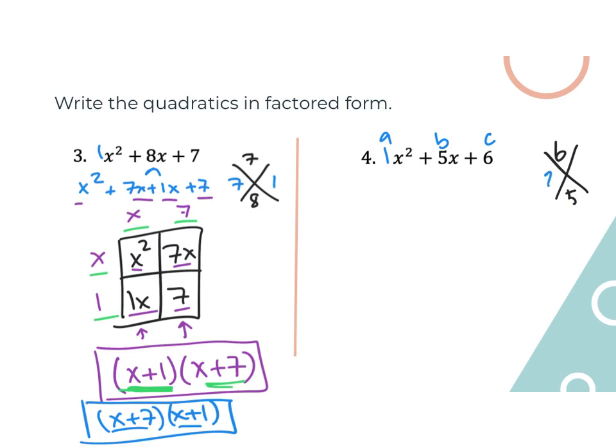It's an easy one to mix up. This happens to be 2 and 3. A lot of people want to jump to the 6 and the 1, but that would be wrong because 6 plus 1 gives me 7, not 5. So be careful with 6 and 5. They're super small numbers, but they're deceivingly tricky. So 2 times 3 gives me 6, and 2 plus 3 gives me 5. Okay.